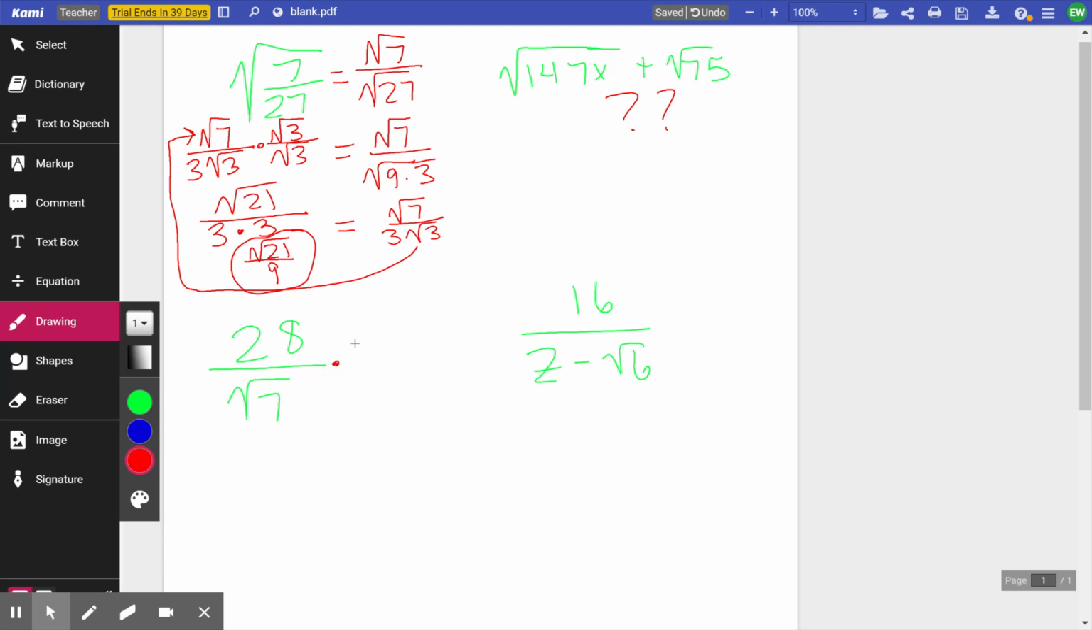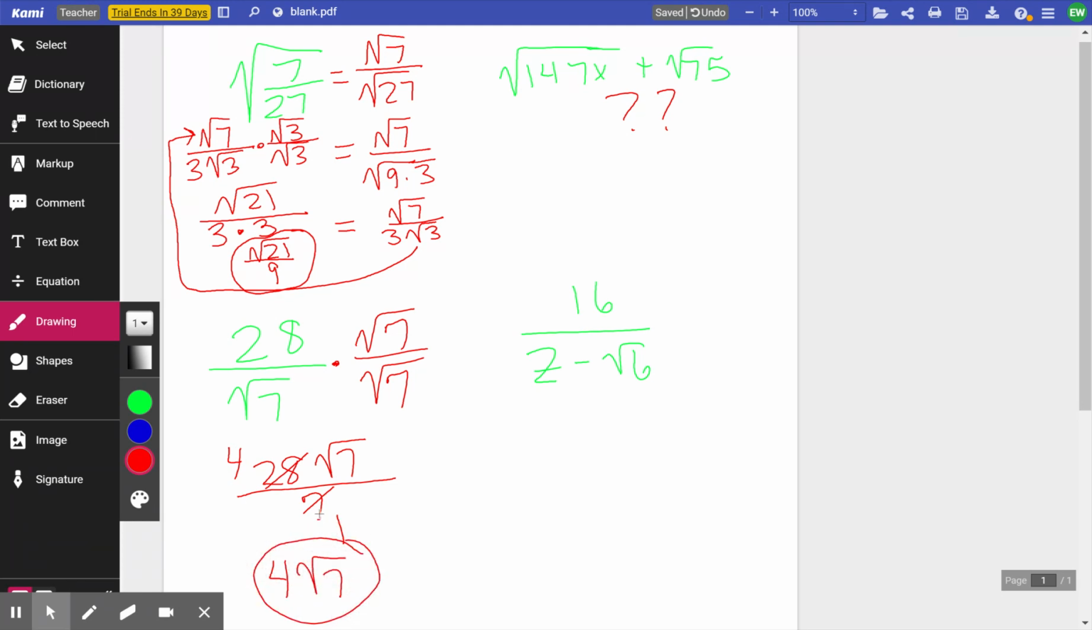If I multiply top and bottom by the square root of 7, this will now give me 28 square root of 7. 28 times the square root of 7 is 28 square root of 7. Square root of 7 times the square root of 7 is the square root of 49, which is 7. And now I get cancellation with the 28 and the 7, 1 time, 4 times. So my final answer here is 4 square root of 7.